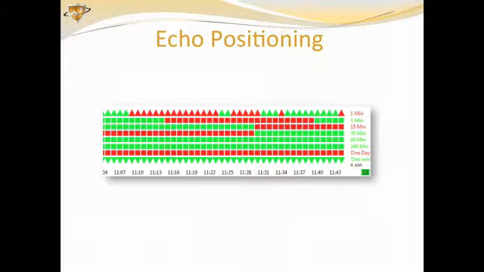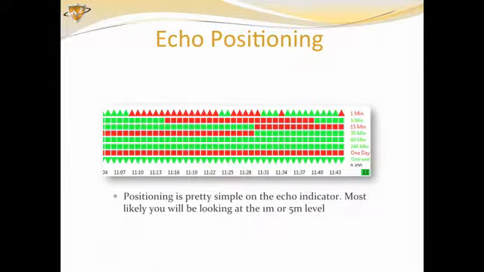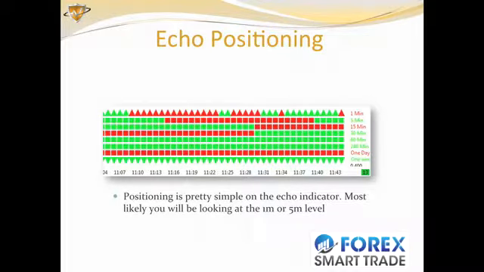Now, once you've identified that you're in a good buy or sell position, you can either put the trade in just based off that signal, or you can do something that's called positioning. What positioning allows you to do is to scrape little segments out of the market to just get a little better price. It's not going to get you much, but it will help you a little bit with price. Obviously, to do positioning, you're going to be looking at one of the highest level time frames. In this case, positioning is pretty simple on the echo indicator. Most likely you'll be looking at the 1 or 5 minute levels, so one of the top 2 levels.